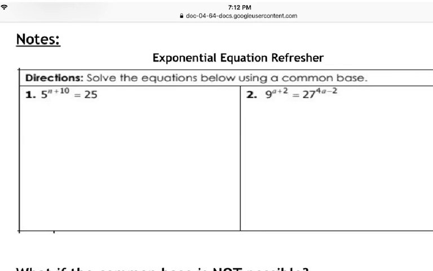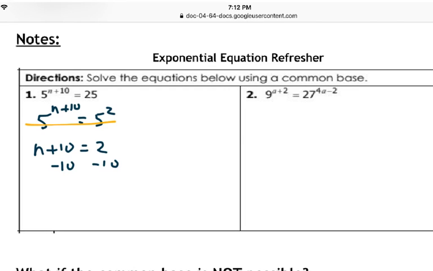Just a refresher on how to solve equations using a common base. In problem 1, here I have 5 and 25. I know I can easily write 25 as 5 squared. And here I have n plus 10. So now I have the same base and I can drop the base, which means my exponents are equal to each other. And now when I solve it, n is negative 8.